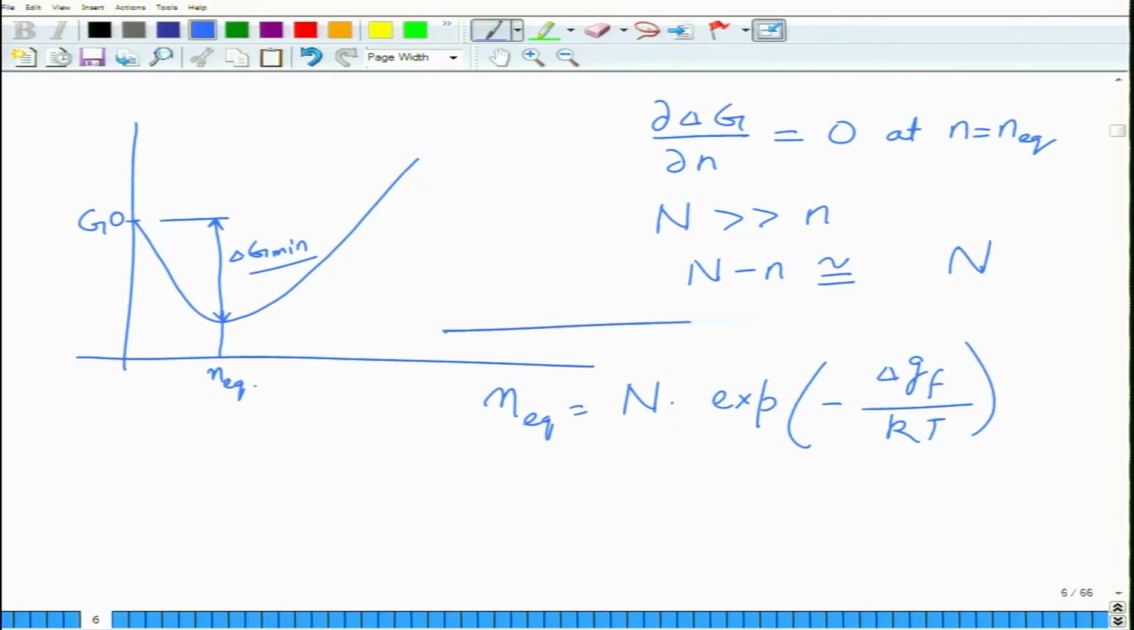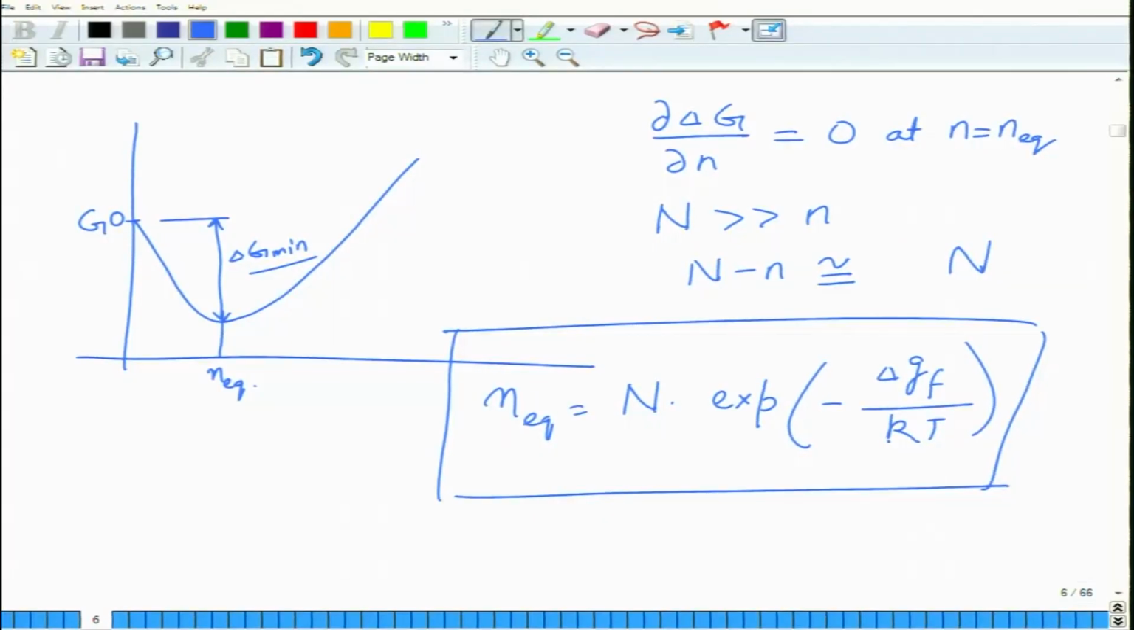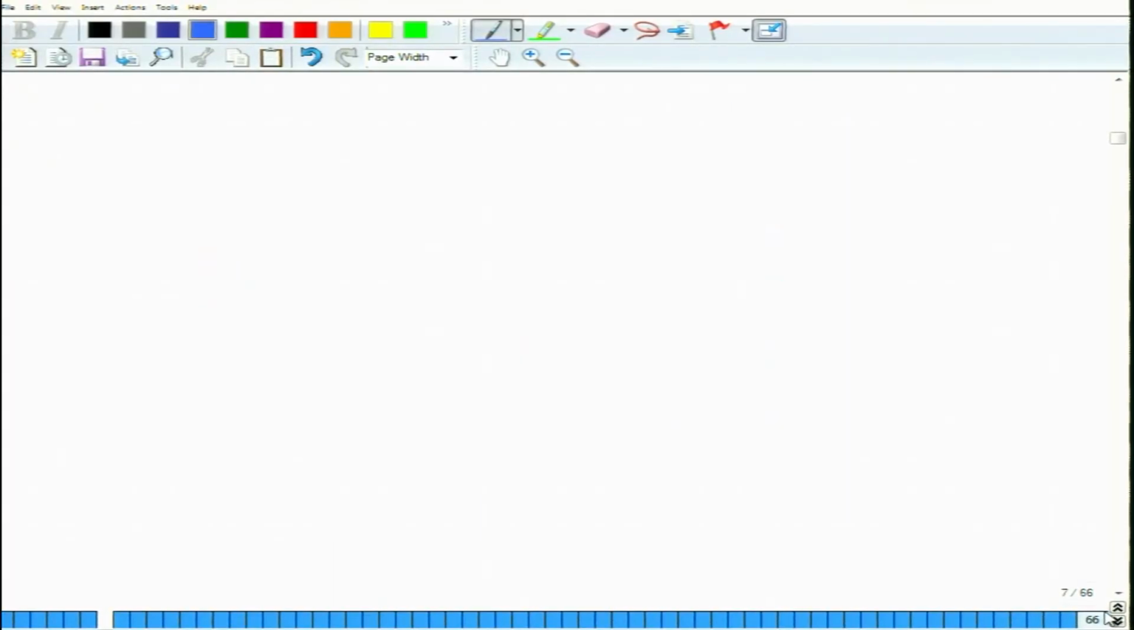This is the equilibrium concentration of vacancies that we calculate. What this expression shows is that the higher the energy of formation of a vacancy, the smaller will be the vacancy concentration. The higher the temperature is, the larger the vacancy concentration will be; the lower the temperature is, the smaller the vacancy concentration will be. And that is why different materials show different vacancy concentrations.